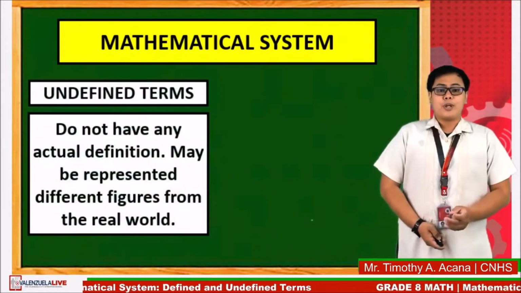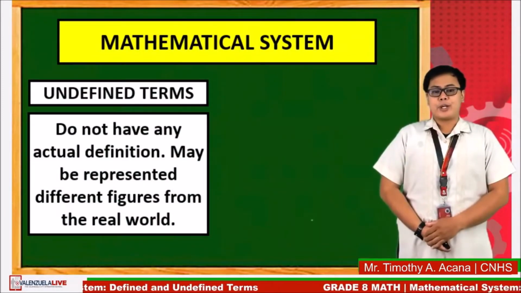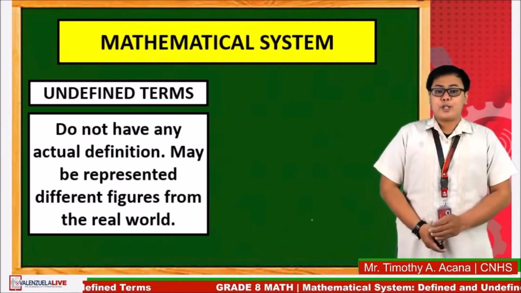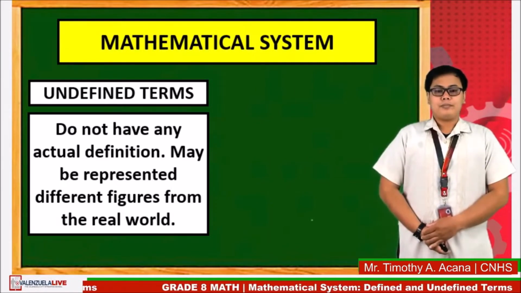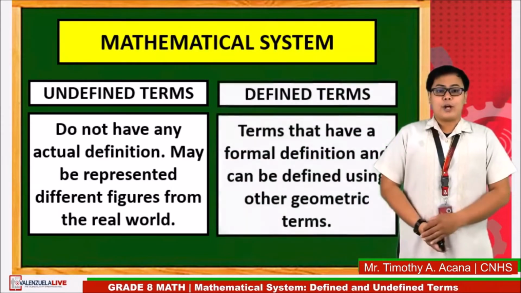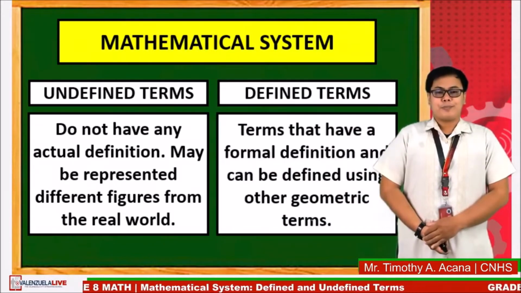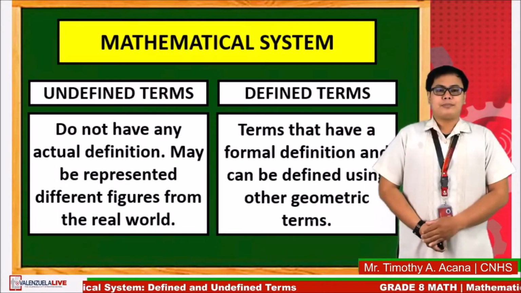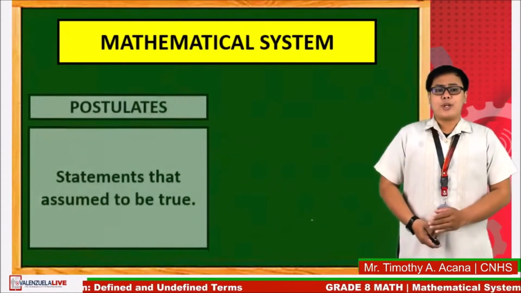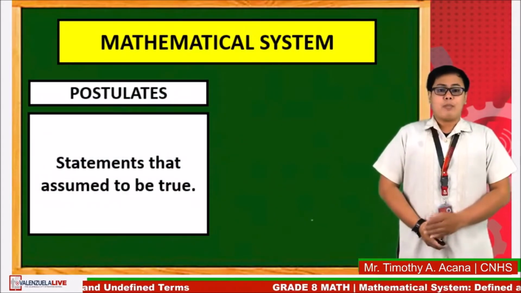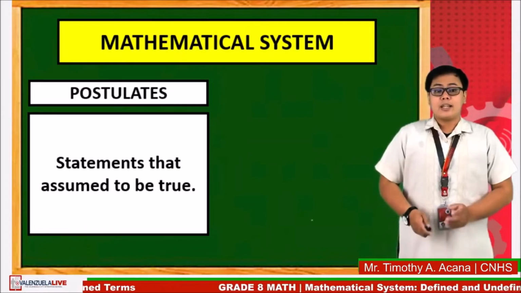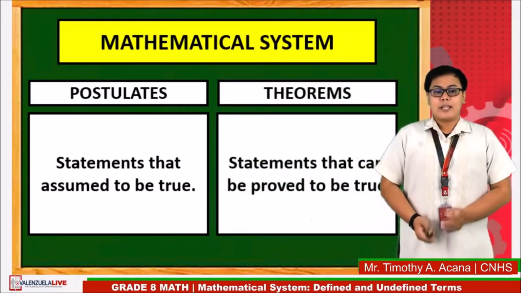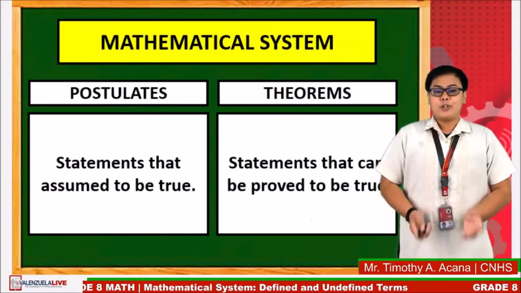Undefined terms do not have any actual definition. They may be represented by different figures from the real world, while defined terms have a formal definition and can be defined using other geometric terms. Then we have the postulates and theorems. Postulates are statements that are assumed to be true, while theorems are statements that can be proved to be true.